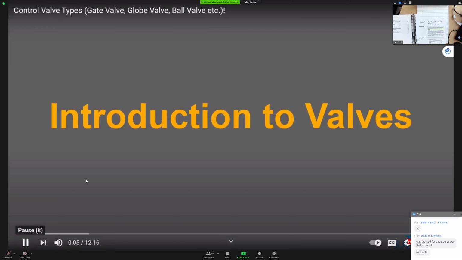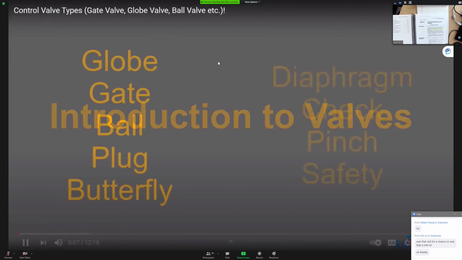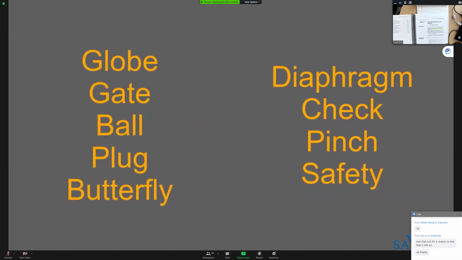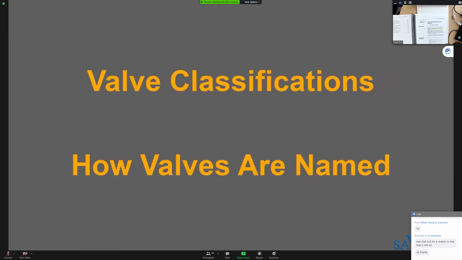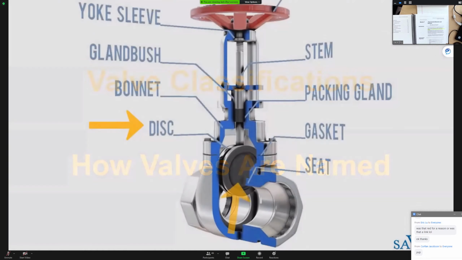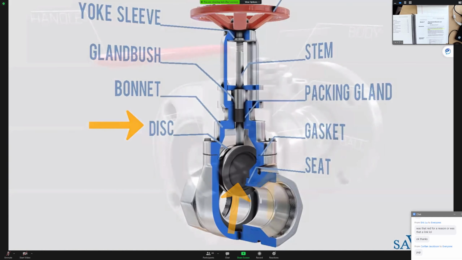I'm going to explain to you how the globe, gate, ball, plug, butterfly, diaphragm, check, pinch and safety valves work. I'm also going to tell you about the different types of valve classification, how valves get their names and what valves actually do. Okay, so let's start with the basics. How do we name a valve? Almost always, valves get their name from the type of disc used. The disc is the part of the valve that is used to open, close or regulate the flow through the valve. Regulating the flow is referred to as throttling.